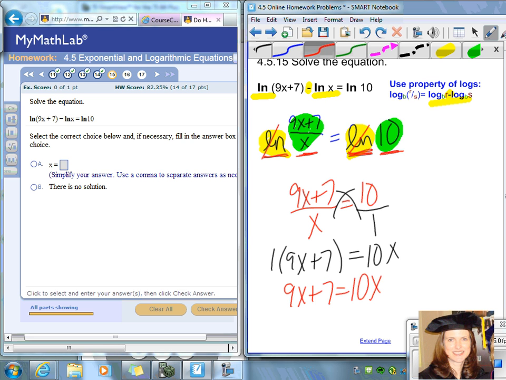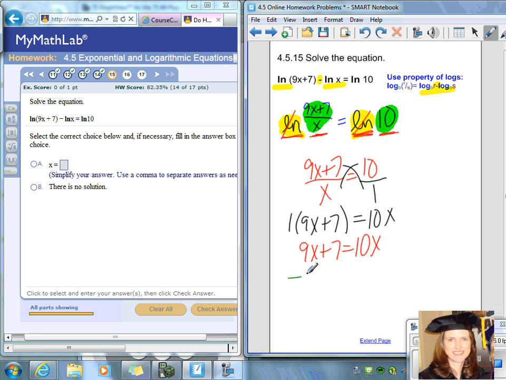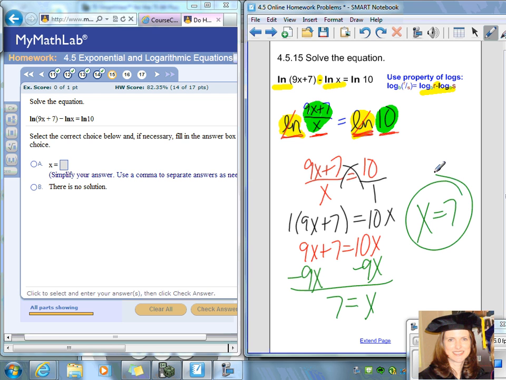and get 9x plus 7 equals 10x. And then I'm going to subtract 9x from both sides. And you get 7 equals x. So that's our answer, x equals 7. That's a solution to this logarithmic equation.